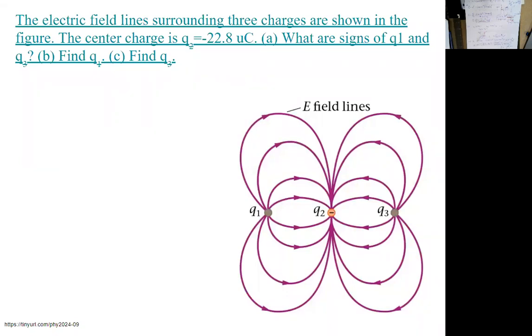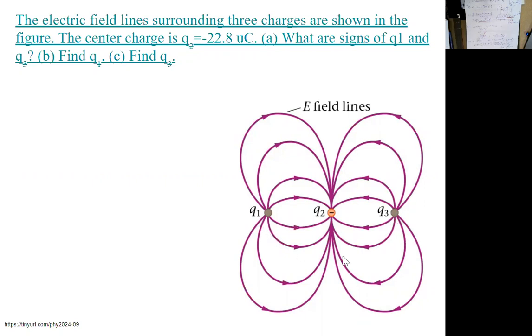Okay, so this one says the electric field lines surrounding the charges are shown in the figure down here. The center charge Q2 is minus 22.8 microcoulomb. What are the signs of Q1 and Q3? And find Q1 and Q3.